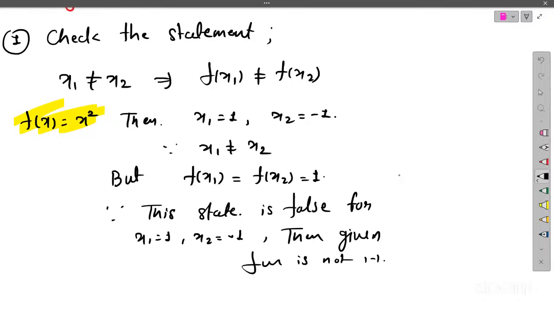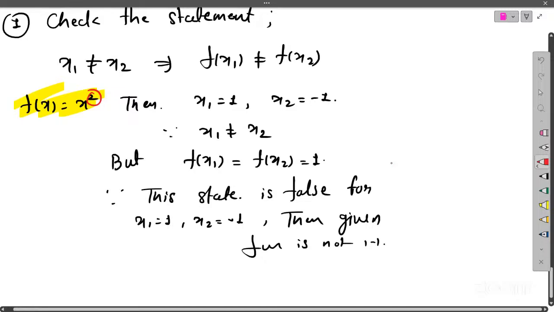Whenever there are quadratic functions, meaning whenever the function involves an x square type of term, it generally need not be a one-one function, because we know for some negative and positive values we can get the same output, right? So this is one way, but you can check the function using the horizontal line test.